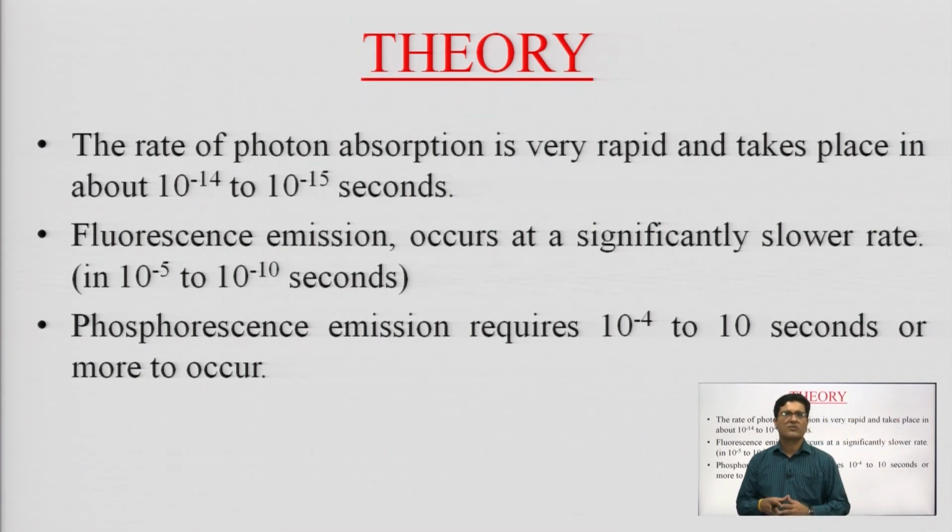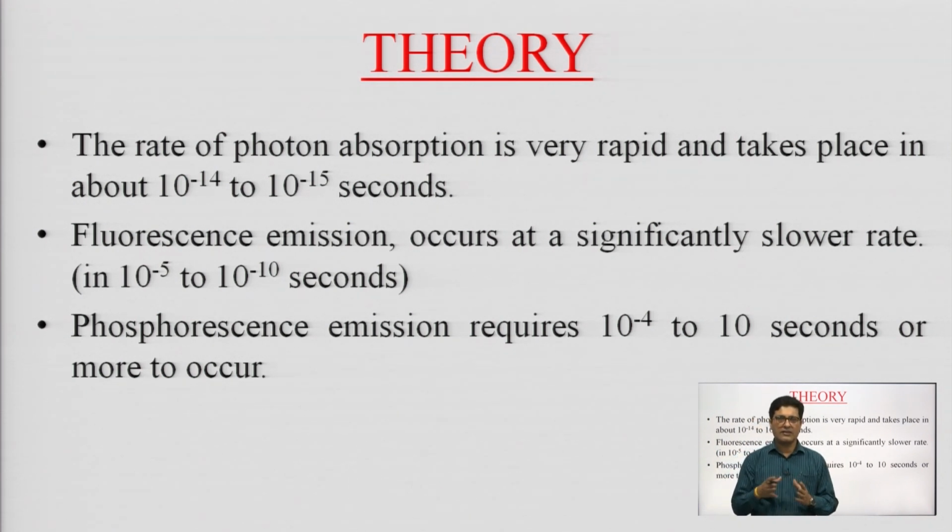The rate of photon absorption is very fast and rapid, and it takes place in about 10 to the power minus 14 to 10 to the power minus 15 second. So, this is the time taken for absorption of energy or the light, to cause the excitation. After this, the fluorescence emission generally occurs at a significantly lower rate, taking around 10 to the power minus 5 to 10 to the power minus 10 seconds, whereas the phosphorescence emission mainly requires 10 to the power minus 4 to 10 seconds, or it can even last longer.